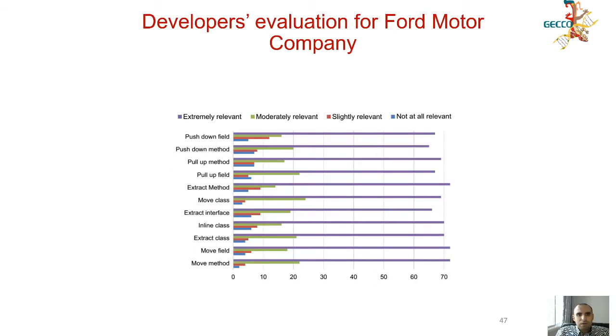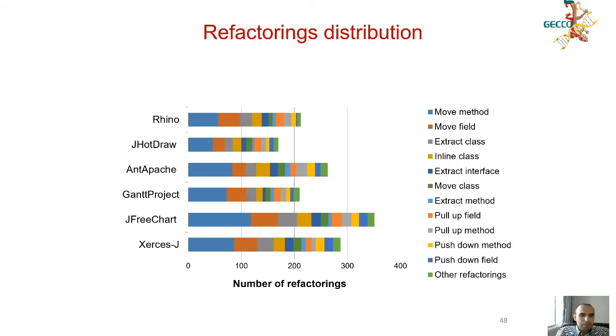For our qualitative evaluation, we found that most of the recommended refactorings could be applied safely, and the developers found that at least 80% of the recommended refactorings could be applied and make sense for them in their software systems. We also found that most of the recommended refactorings are move method, move field, and extract class. These refactoring operations are mainly due to the three types of code smells that we considered in our experiments, which are mainly the spaghetti code, functional decomposition, and the God class.